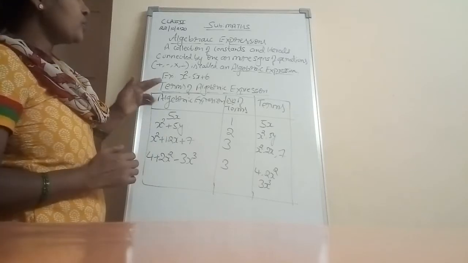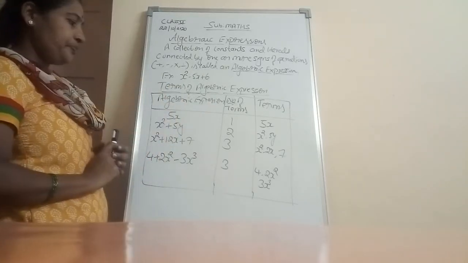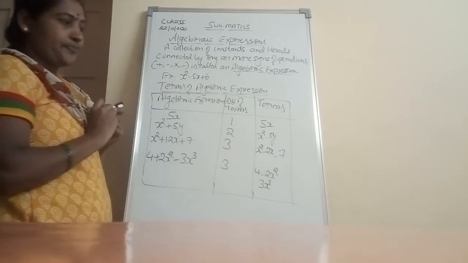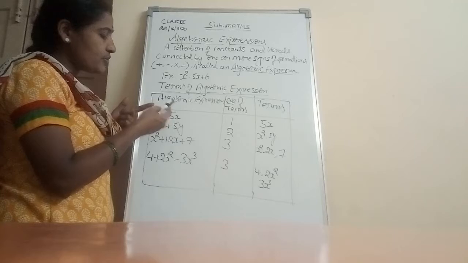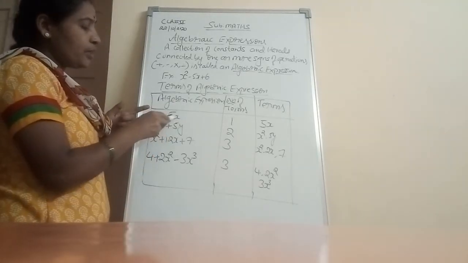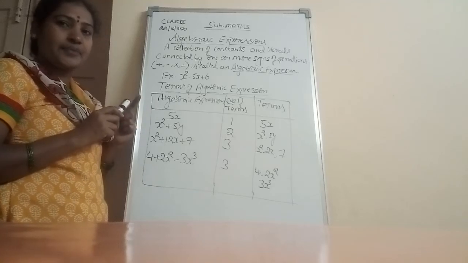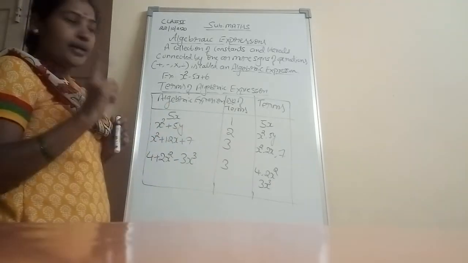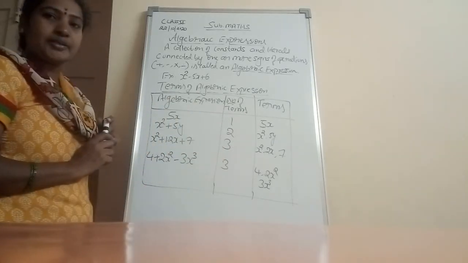Now let me explain about terms of algebraic expression. Here I have taken the example of 5x. How many terms are there? Only one term. In between there is no positive sign, no negative sign. But 5 into x means here in between the multiplication symbol will be there. That is 5 into x or 5x. That is only one term. So here I have written the number of terms as 1. And under terms, the same term I have written here, 5x.